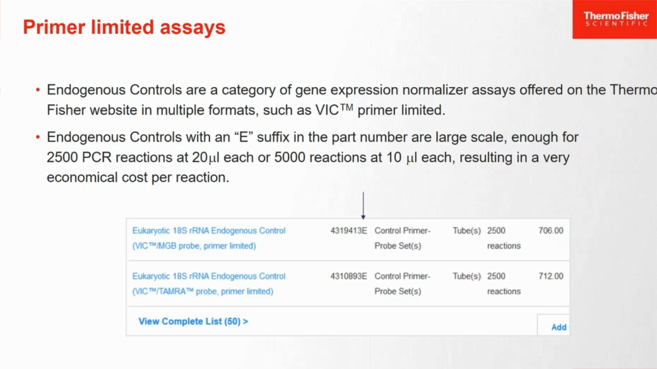Also, just parenthetically, I like to get the endogenous controls large scale, and you can tell that because it has the E suffix in the part number. Then you're getting enough for thousands of reactions. The cost per reaction goes down to pennies. So I think it's a really economical way to be able to multiplex with a normalizer in gene expression experiments.